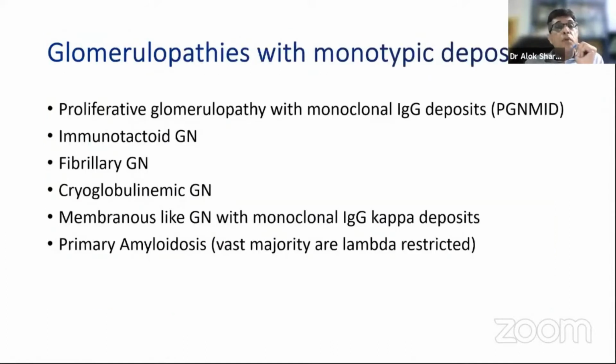So if you talk about the differentials in these glomerulopathies with monotypic deposits, you have a proliferative GN with monoclonal IgG, as we all know, PGNMID. Then cases of immunotactoid GN, fibrillary GN, cryoglobulinemic GN, another entity of membranous-like GN with monoclonal IgG kappa deposits, and primary amyloidosis, the majority of which are lambda restricted. So these form diseases which you can diagnose with the help of kappa and lambda staining pattern, the relative intensities of kappa and lambda.